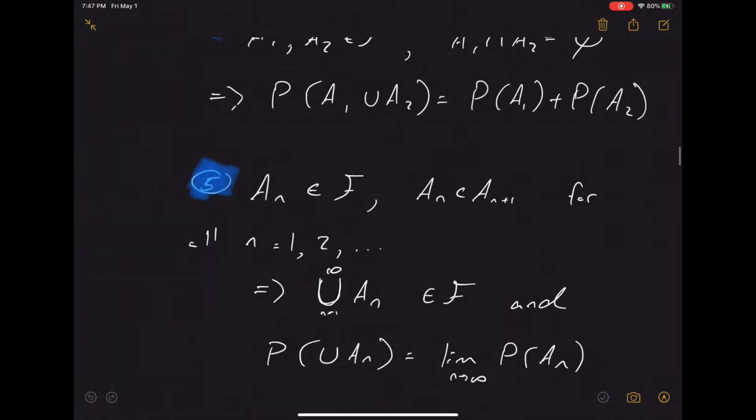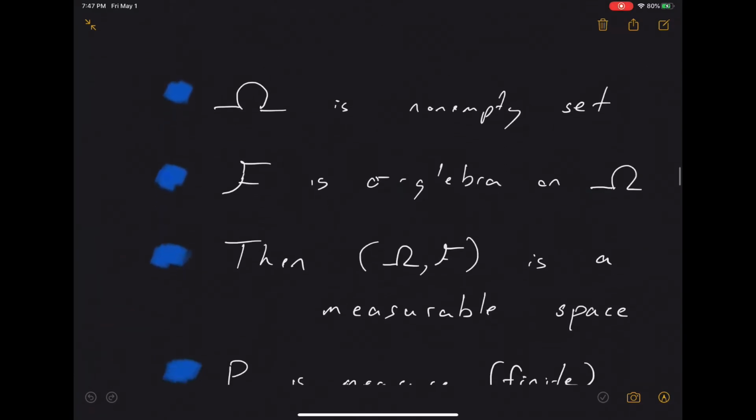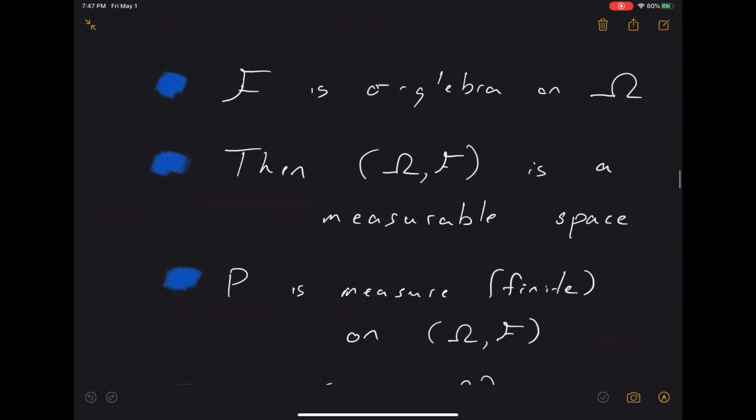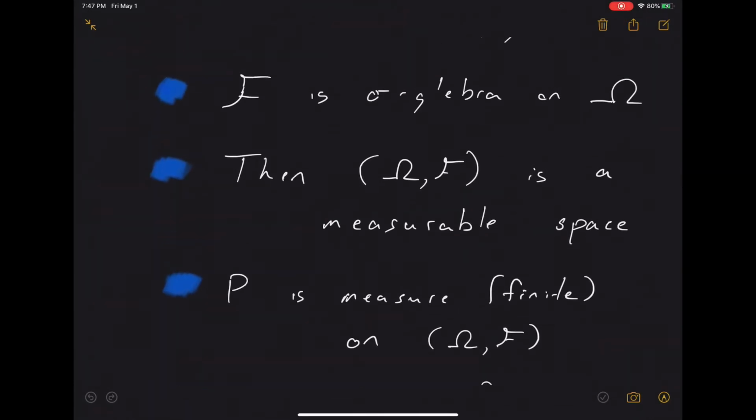Okay. Going back to where we were, omega is a non-empty set, script F is a sigma algebra on omega, then it follows that omega, F is a measurable space, right? A measurable space is just a set combined with a sigma algebra on that set. And then the next conclusion we could draw is that P is a finite measure on that measurable space.